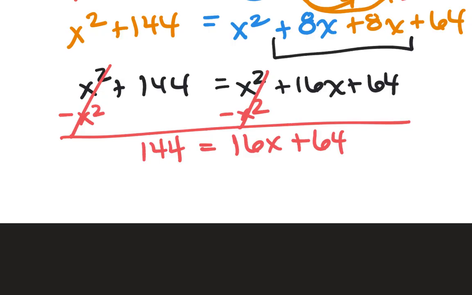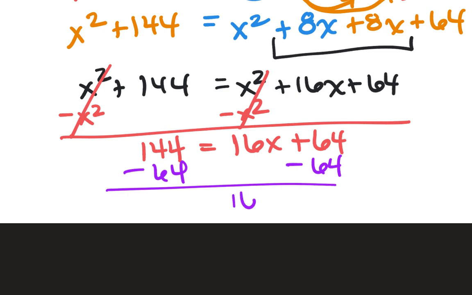All right, now we move over the 64, and hopefully we're more comfortable now because we've done this type of solving all year. All right, so 16x is equal. What's the difference of 144 and 64? 80? All right, and then the last step would be to divide by 16. Your x value, your radius, comes out to be what? 5.